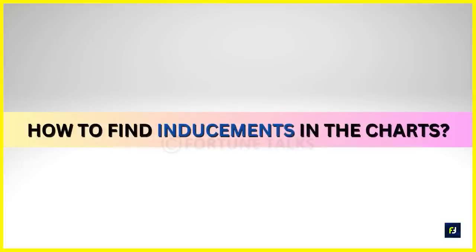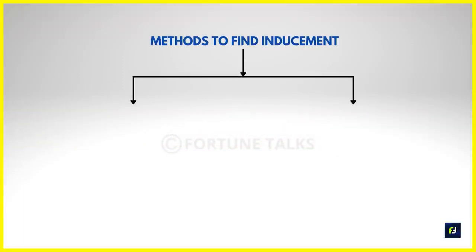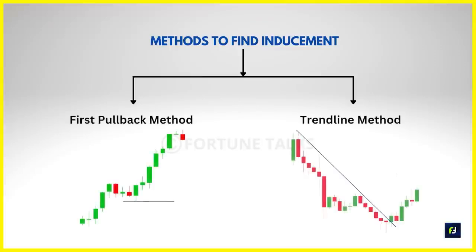Now, how exactly can we find inducements in the charts? What are the things that we need to consider? There are two methods which you can apply to find inducements, both of which have certain limitations of their own. These are the first pullback method and the trendline method. Let's talk about the first pullback method.